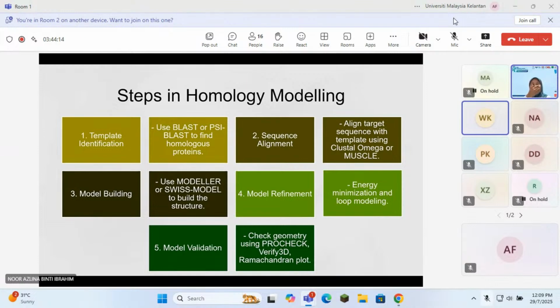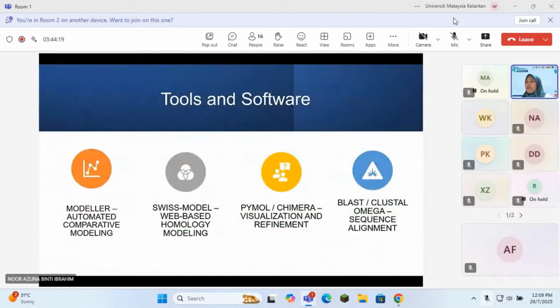Okay, this is the step to do homology modeling. Let's skip this one. I use available software and tools on free websites in order to come up with the 3D structure. I use ClustalW and BLAST to align the sequence. I use Swiss-Model for the homology modeling, but we can also use Modeller to predict the 3D structure.